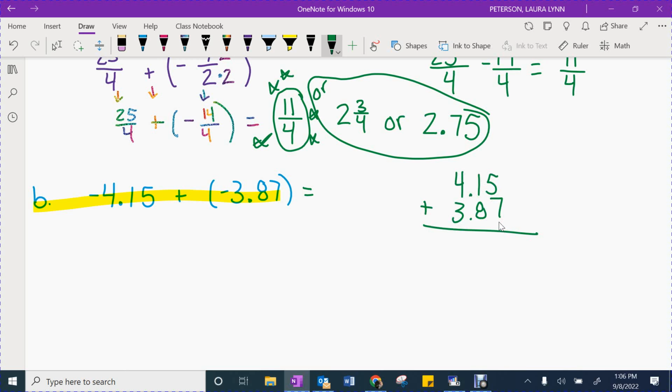Add straight down. 5 plus 7 is 12, so I put my 2 down, carry my 1. 8 plus 1 is 9, plus my extra 1 is 10. 0, carry my 1, but also bring down your decimal. Now I have 1 plus 4 plus 3. Well, 1 plus 4 is 5, 5 plus 3 is 8. So I'm going to have something that's 8.02, but is this something positive or negative? Because both numbers are negative, it stays negative. And that is your final problem.